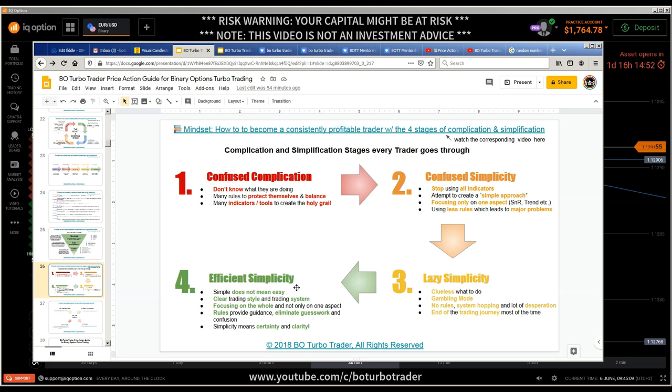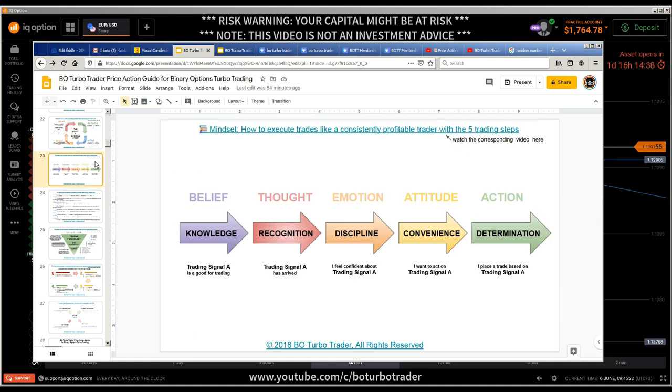And again, eliminate guesswork and confusion. When you know what you are going to do, there is no confusion anymore. You wait for this kind of setup to appear. I have explained this here. You wait for the setup to appear, you recognize it, you have the discipline to stay and to feel confident. You have to be disciplined about whether you are going to do this trade or not. Then you ask yourself, do I want to act on this trading signal? Is everything aligned? Is everything like I want? And then you take the trading action. Then you place a trade.